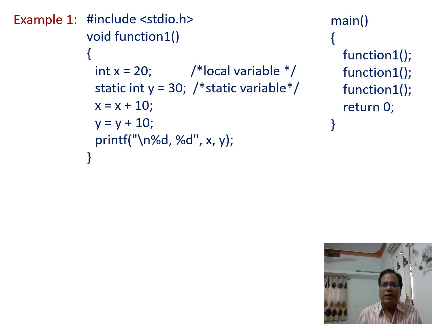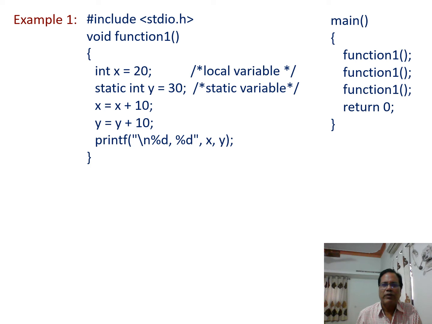Let us see an example. In this example program, in the main function, here is void function1. In function1, we declare two variables: int x = 20 and static int y = 30. So y is declared as a static integer variable, whereas x is declared as a local variable.